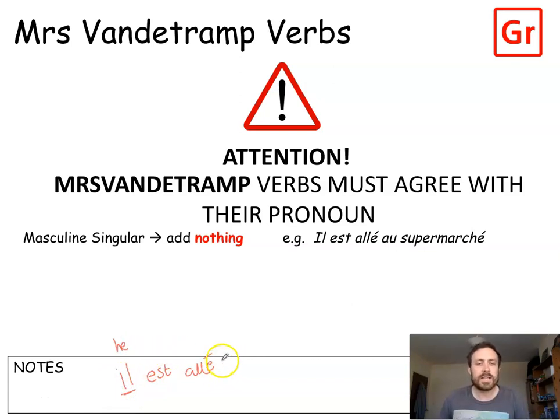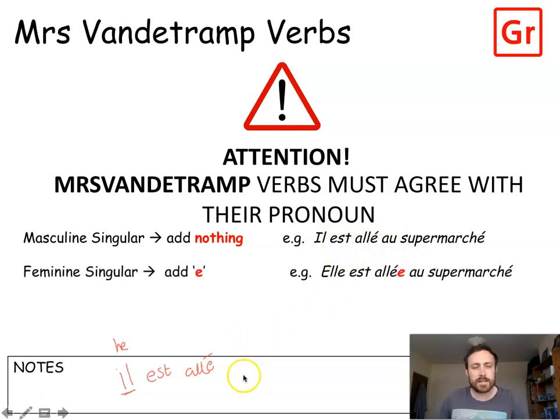So we don't actually need to add anything onto the end of this. Nothing. There's another example there. He went to the supermarket. Nothing on the end. However, if it's feminine singular, let's say we want to do she went. Now, something's going to happen here. This is not going to change, but the end of the past participle, we're going to add that extra E on the end because the person doing the verb is she, which is feminine. It's one person, so we add that E there.